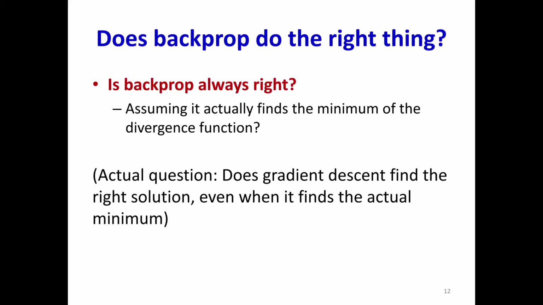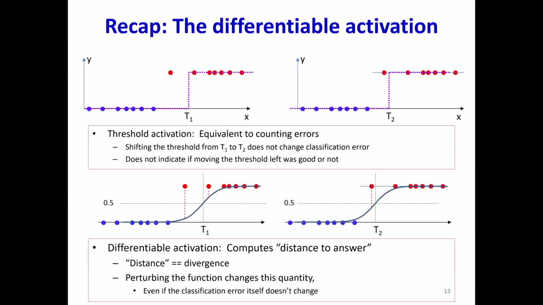Which we use to update the parameters. Although backprop is only used to compute the gradients, which is used inside the gradient descent rule. So this is just a minor abuse of terminology. The actual question is, does gradient descent find the correct solution when it finds the actual minimum of your loss function? And for this, remember, what we really wanted to do was to minimize the error count as we saw in the upper picture.